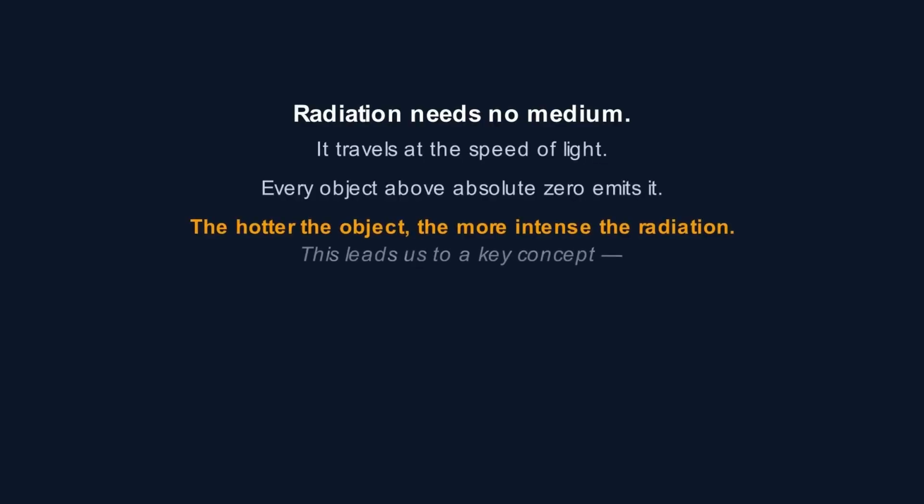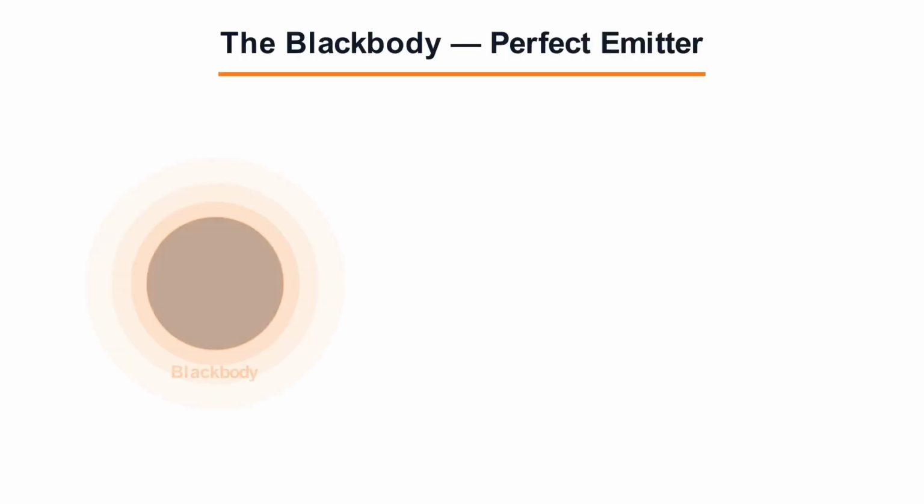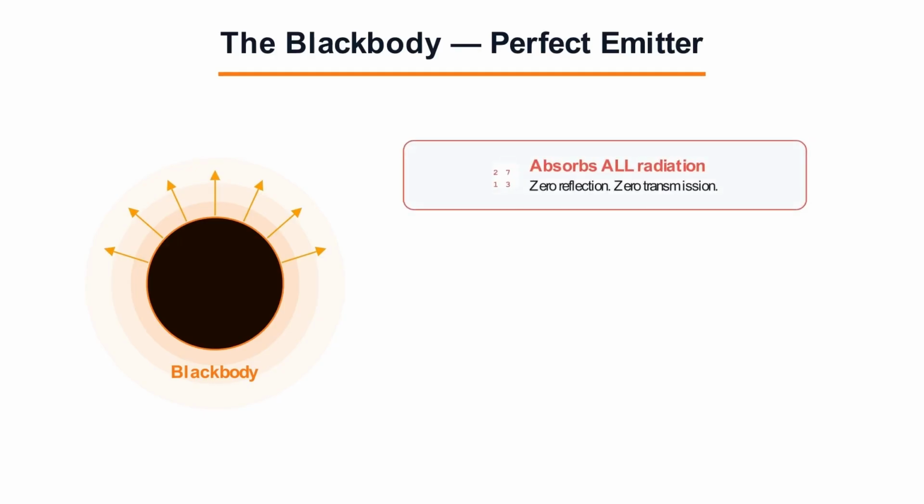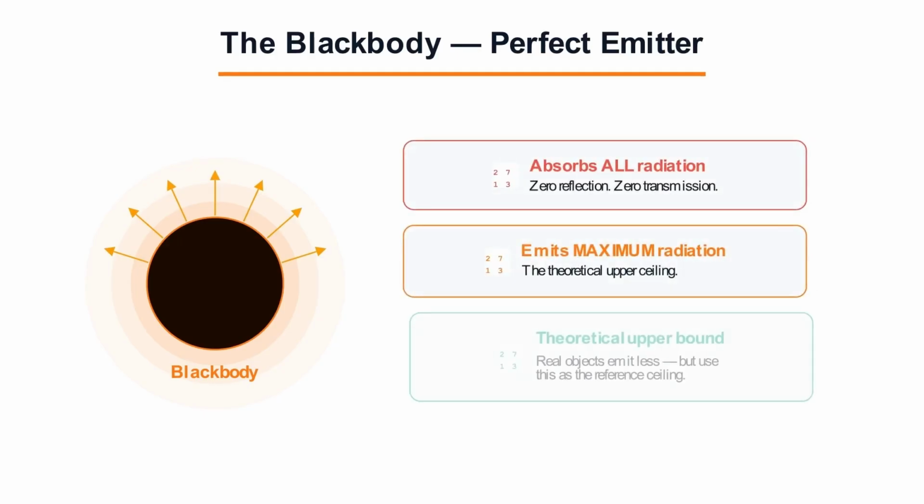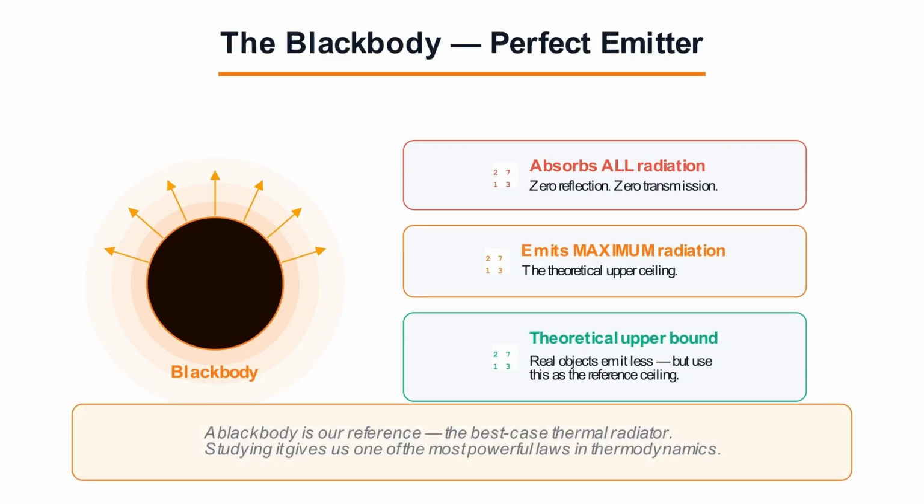This leads us to a key concept. In physics, we use an idealized concept called a black body to understand radiation at its maximum. A black body is a perfect emitter. It absorbs all radiation that hits it and emits the maximum possible amount of radiation at any given temperature. Real objects emit less radiation than a black body, but a black body gives us the theoretical ceiling, the best-case scenario, and studying it gives us one of the most powerful laws in thermodynamics.